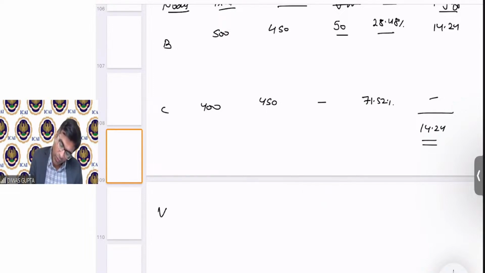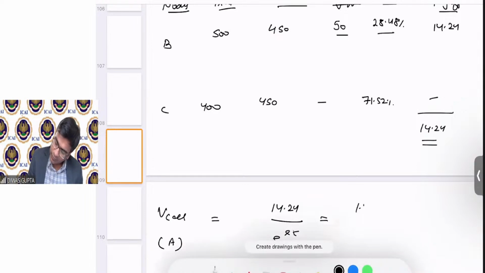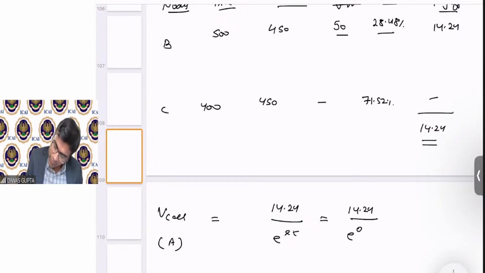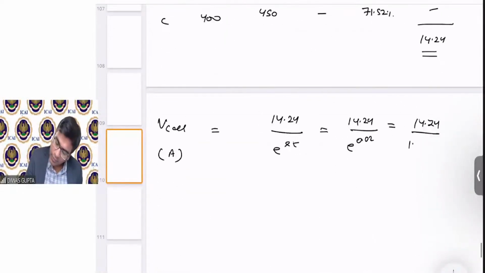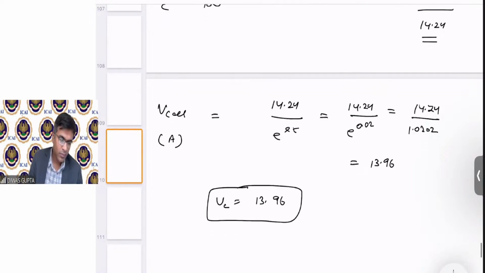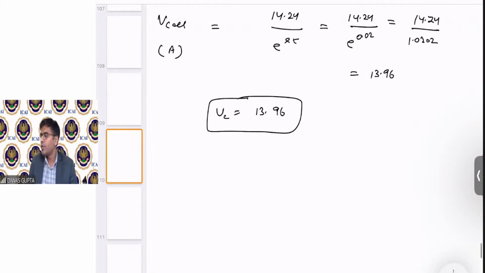So the value of the call option, or we can say the node A, correct, is equal to 14.24 divided by e raised to the power rt, which is again 14.24 divided by e raised to the power 0.02, which is equal to 14.24 divided by the value, which was 1.0202, which is equal to 13.96. Okay. So this is 13.96.